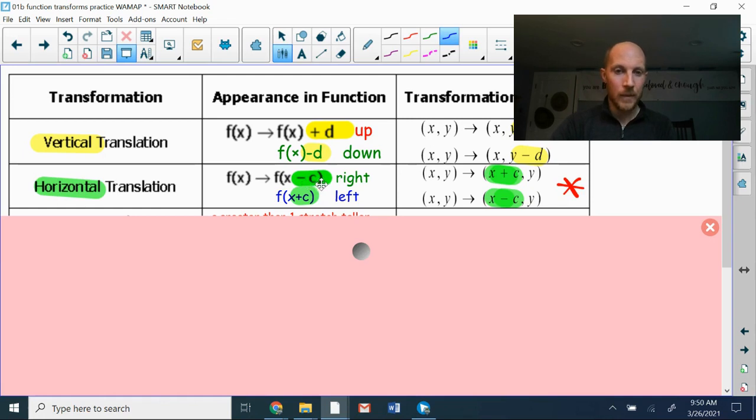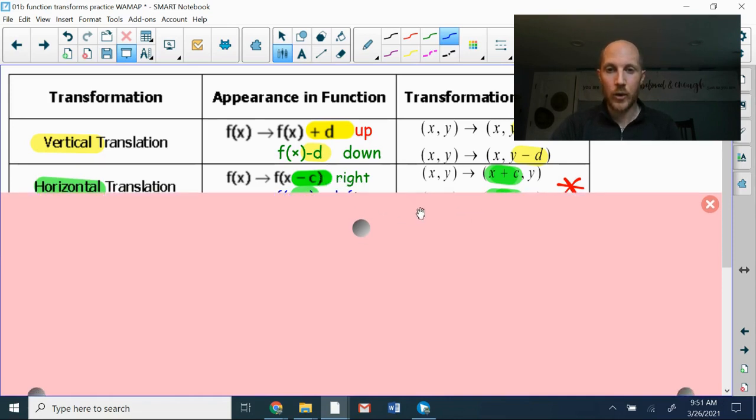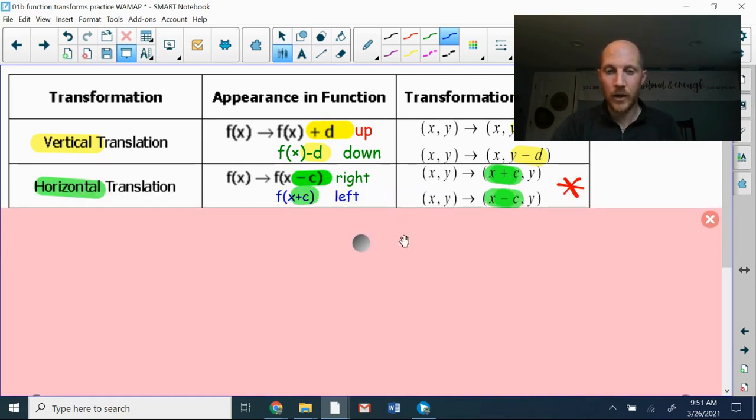So as a note to myself to make sure I pay attention to what's going on: if the function notation says minus c, I do not subtract to find the new coordinate. I need to do the opposite operation. So instead of subtracting c, I'm actually going to be adding c to move the coordinates of the point to the right on the graph. And if it says plus c in the function notation, I do the opposite, which is to subtract: the original x coordinate minus that c number.